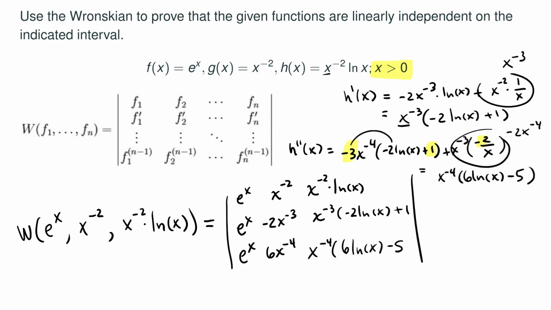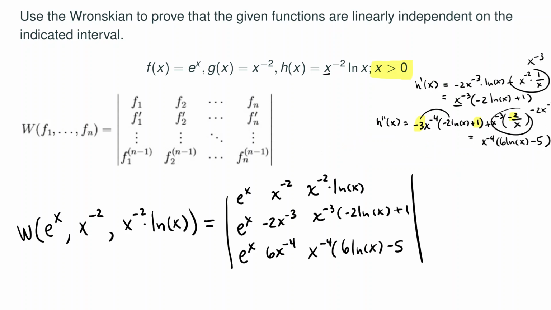So we've set up our Wronskian here. Now let's discuss how to take the determinant. These vertical bars are indicating that we have to take the determinant, and what we're looking for as a result is if the result of the determinant is identically equal to 0, then you know the functions are linearly dependent. However, after we take the determinant, if they're not identically equal to 0 on the indicated interval, then the functions are linearly independent.